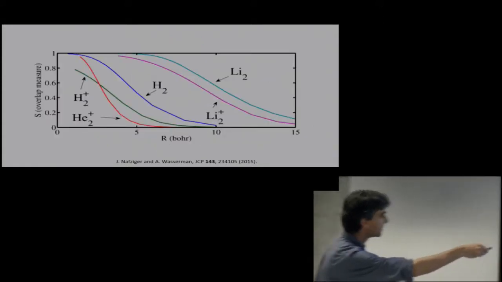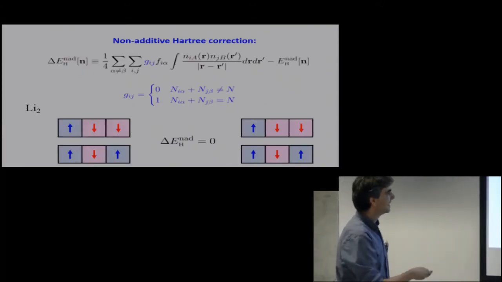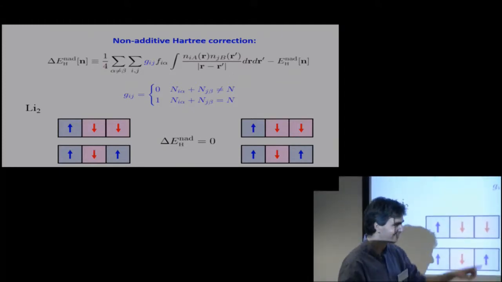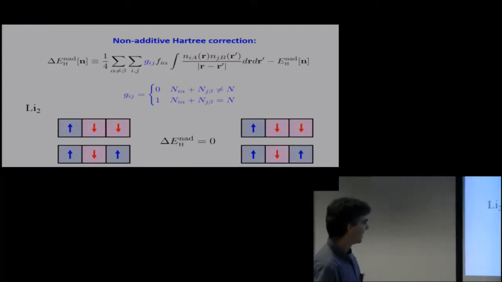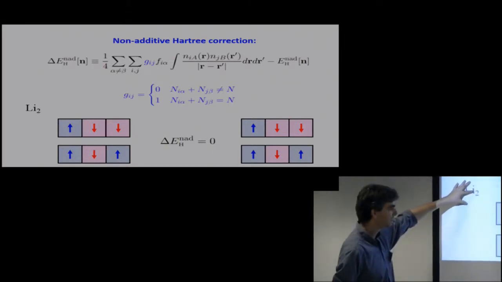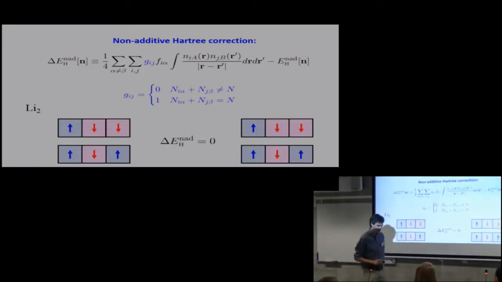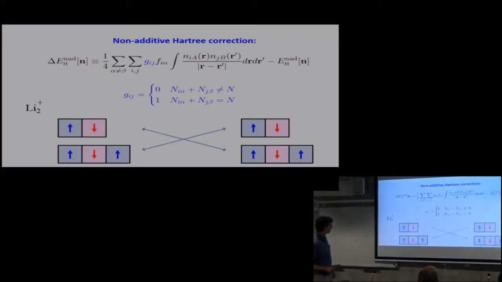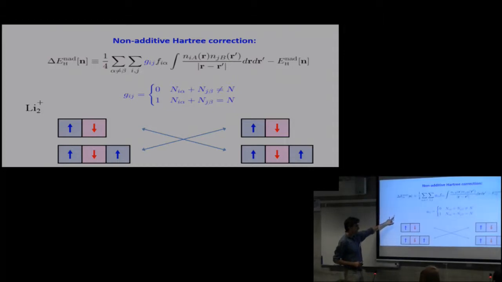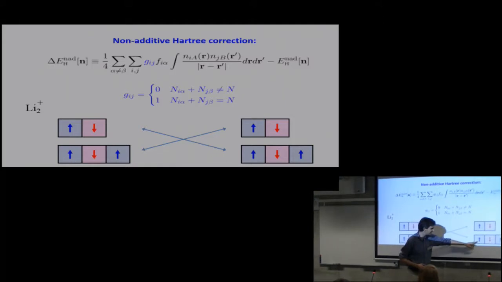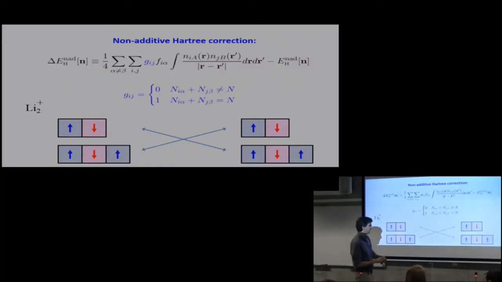So this is how the overlap that we have looks like. And I guess for this term, the correction to the non-additive Hartree, one has to sit down and look at how it works. But basically, for a molecule like Li2, it's zero, because you don't need to correct anything from the non-additive Hartree. But for a molecule like Li2+, where you have delocalization error, you need to make sure that you cancel those incorrect contributions from a two-electron ensemble from one fragment interacting with the three-electron ensemble from the other fragment, and vice versa.